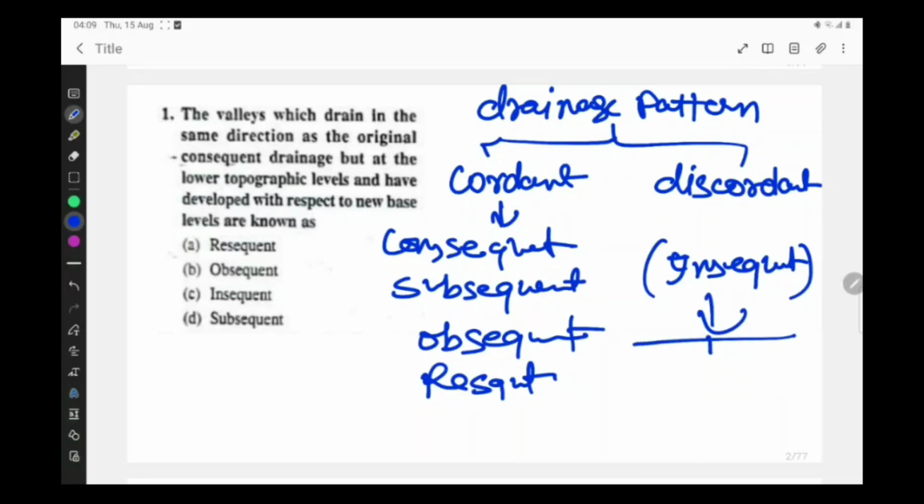Now, in these discordant drainage patterns, there are basically two types of drainage patterns. The first one is antecedent and the next one is superimposed.